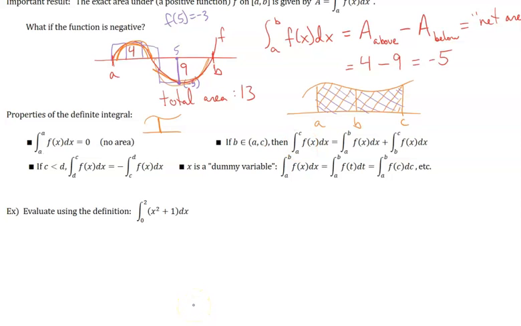So for example, if I am given the value of an integral from 1 to 5, and also the integral from 5 to 8, I can find the integral from 1 to 8 by adding those two together, okay?